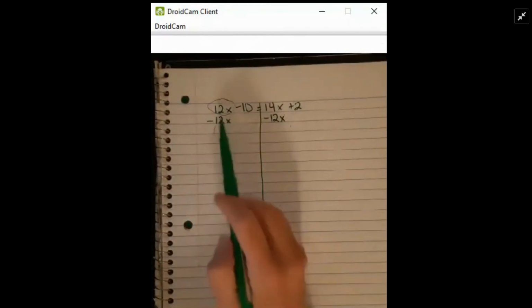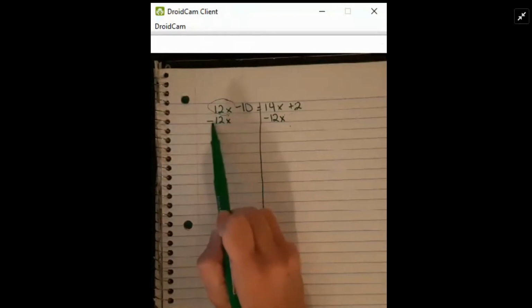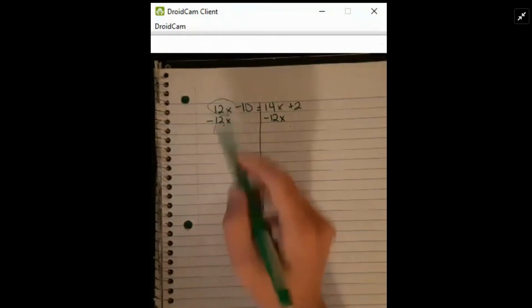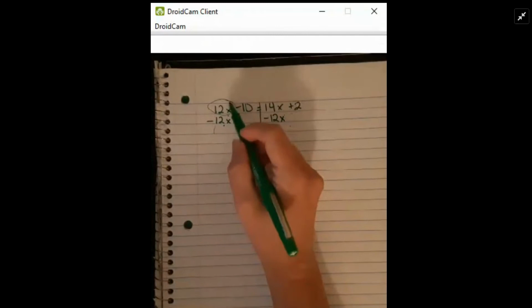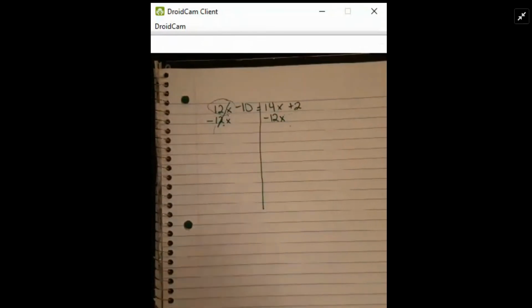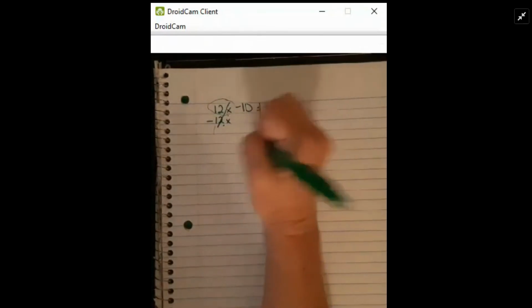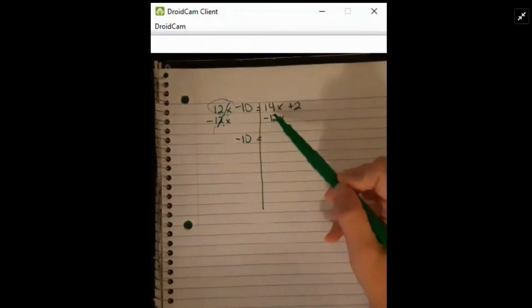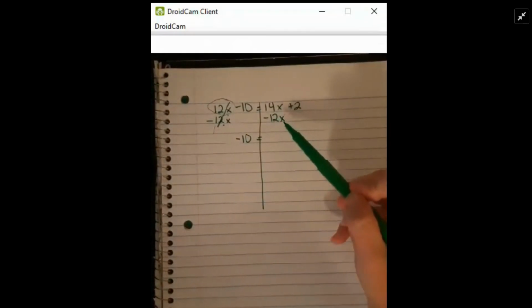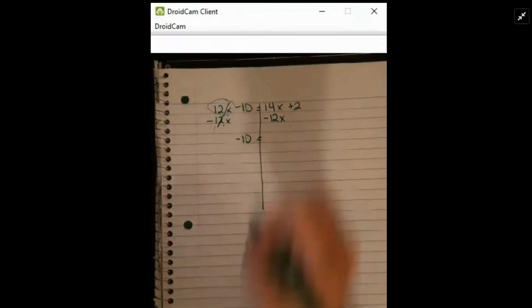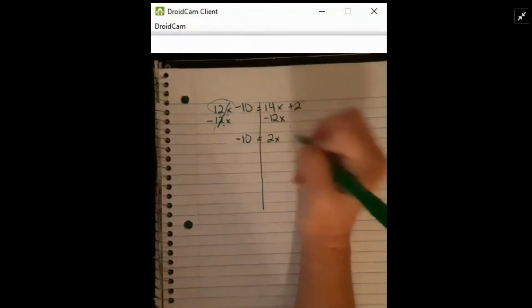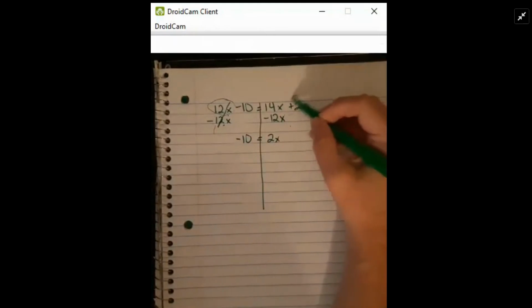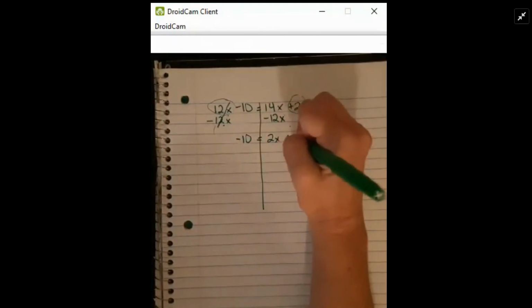Okay, so now on this side, I have 12x and a minus 12x. So those two cancel each other out. That's just 0. 12x's minus 12x's is 0 x's. So all we have left on this side is negative 10. On this side, we have 14x's minus 12x's, so that gives us 2x's. And then we still have this plus 2 over here.